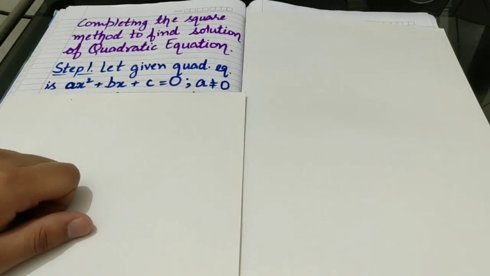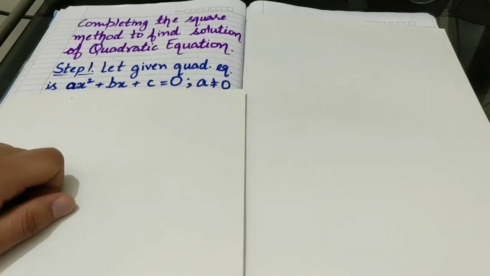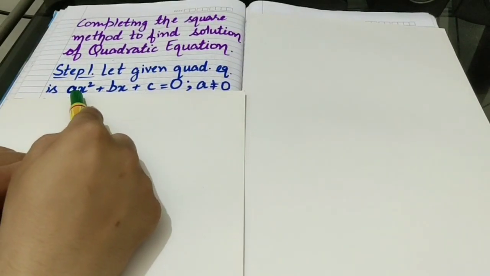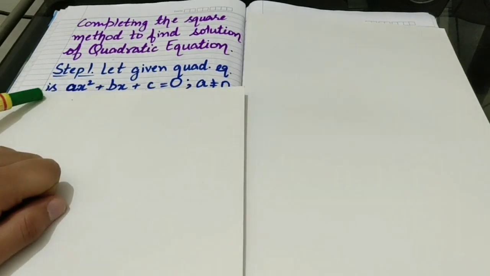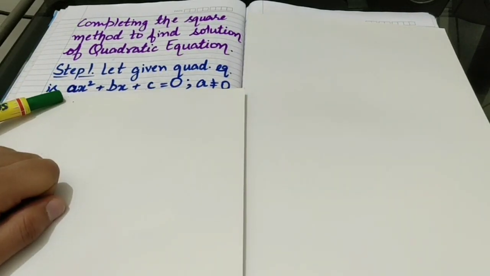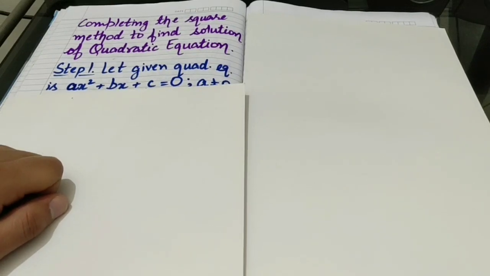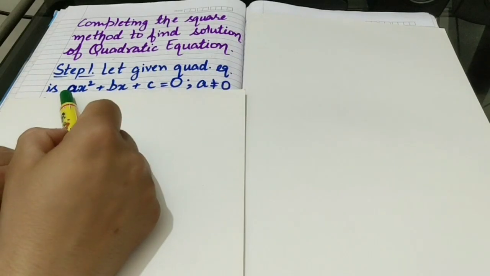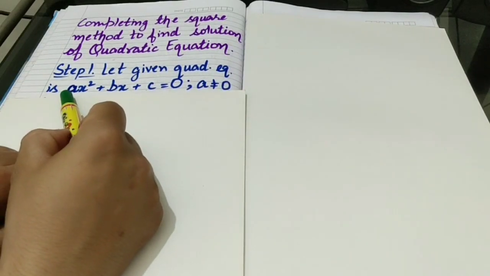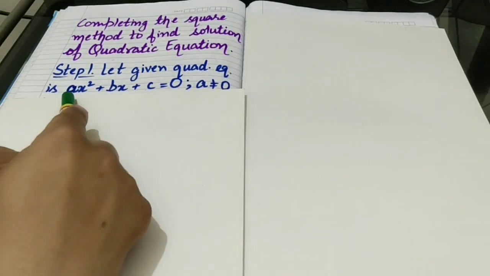In step 2, we have to make the coefficient of x square unity. You can see that the coefficient of x square is a, where a is any real number. A may have any value, like 1, 2, 3, 4 upon 5, square root of 2, square root of 15. A may have any value other than 0. A may have value 1, A may have value 2, A may have value root 17. A may have any rational or irrational value other than 0. If a is 1, then it's fine.